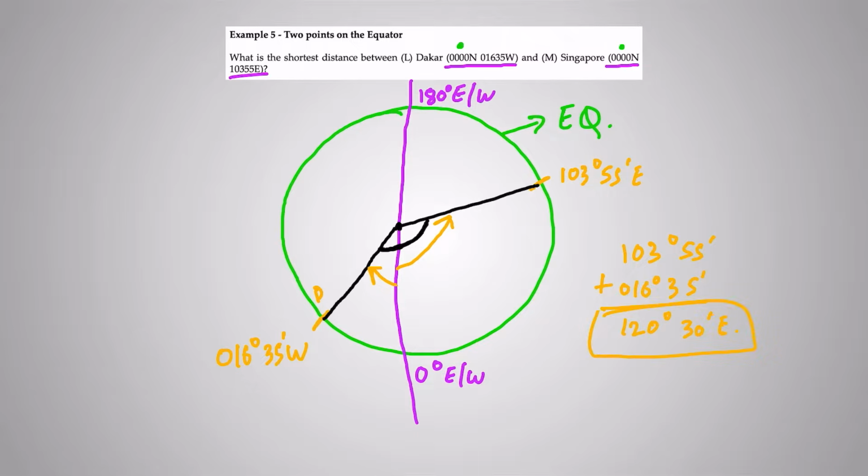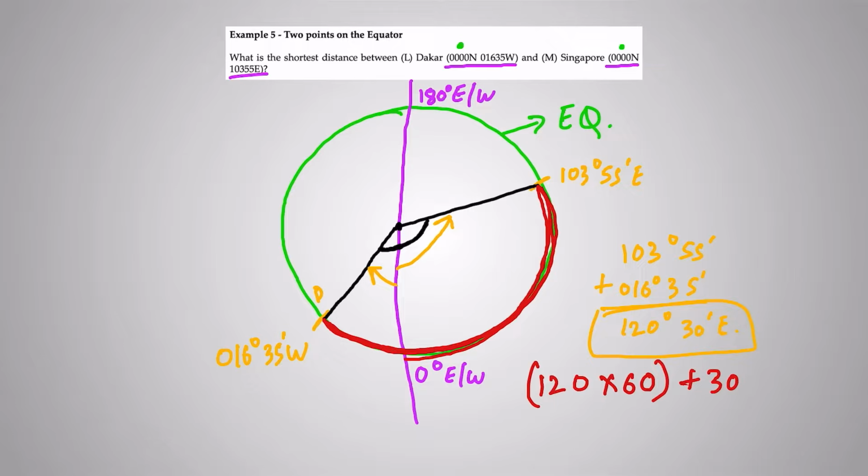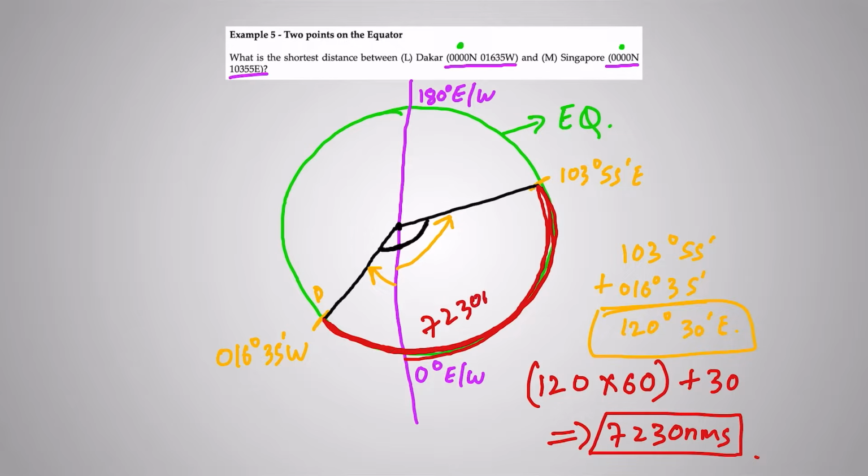Now to find the shortest distance, which will be this along the equator, and the equator is also a great circle, so obviously it will be the shortest distance. We'll just have to convert 120 degrees to nautical miles, which will be this plus the remaining minutes into nautical miles. So this comes out to be 7230 nautical miles. So place L and place M are 7230 nautical miles apart along the equator, which is a great circle. So this is the shortest distance between these two places.